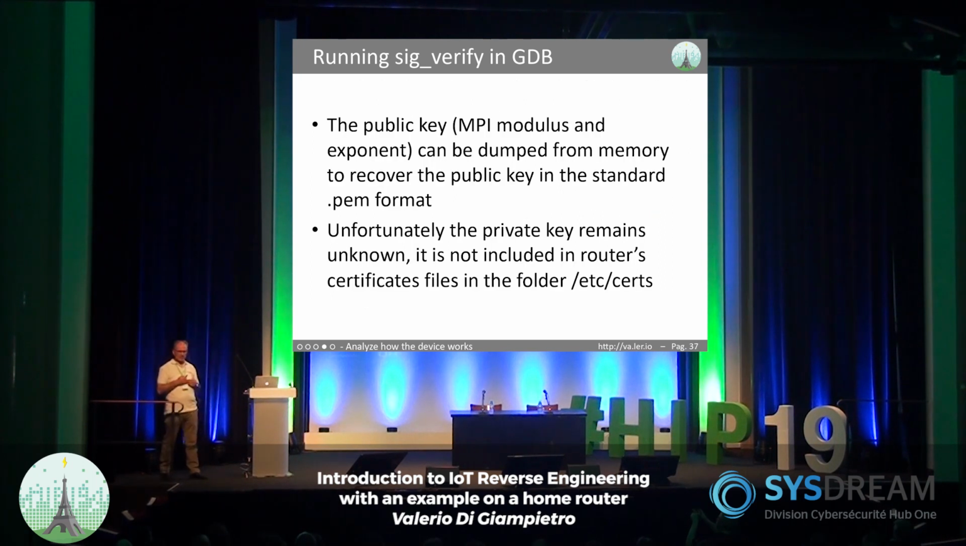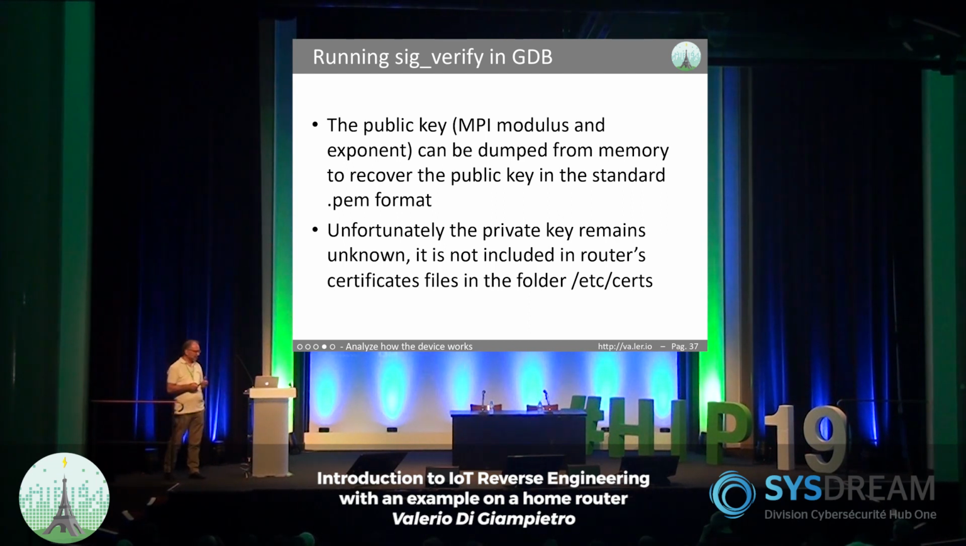The public key is based on two big integers, or multi-precision integers, that are called the modulus and exponent. Using the GNU debugger, we can dump these two big integers from memory and reconstruct the public key in the standard .pem format. But unfortunately, the private key remains unknown, and it's not included in the router's certificate files, as expected.